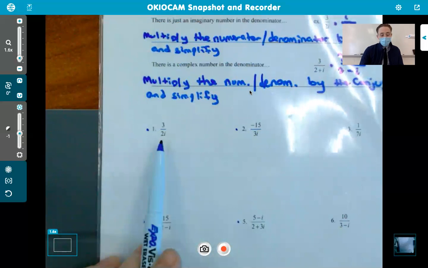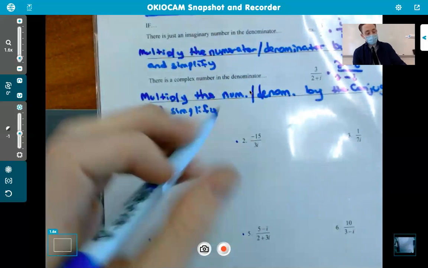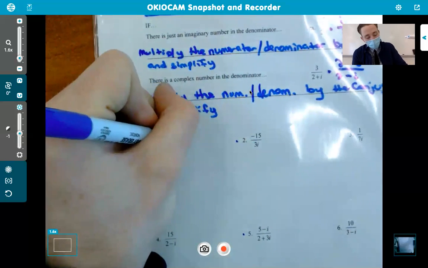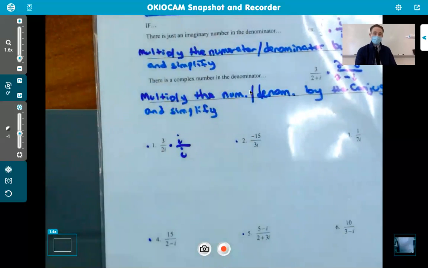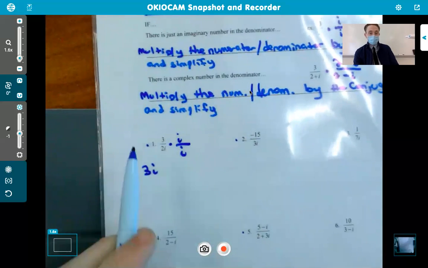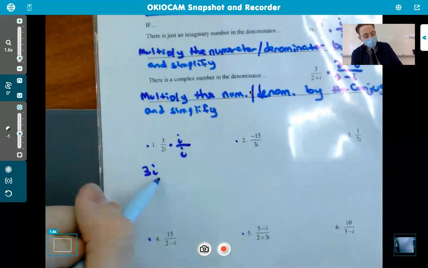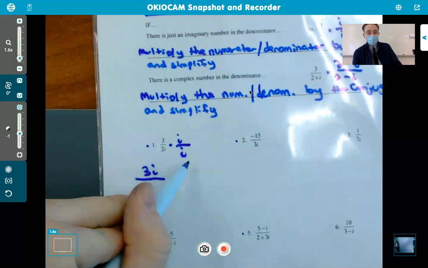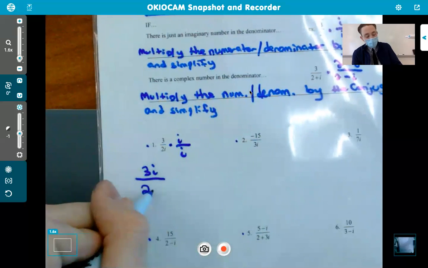Well, I have a 2i. I'm not adding or subtracting anything from that. That's just an imaginary number. So what I'm going to do is multiply top and bottom by i. Multiplying fractions, I can just multiply straight across. So in my numerator, I'll have 3i from 3 times i. In my denominator, I'll have 2i times i, or 2i squared.